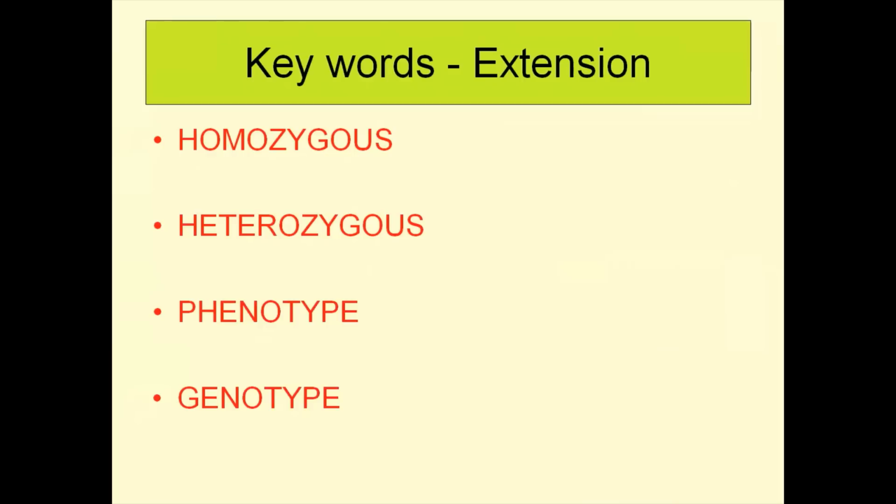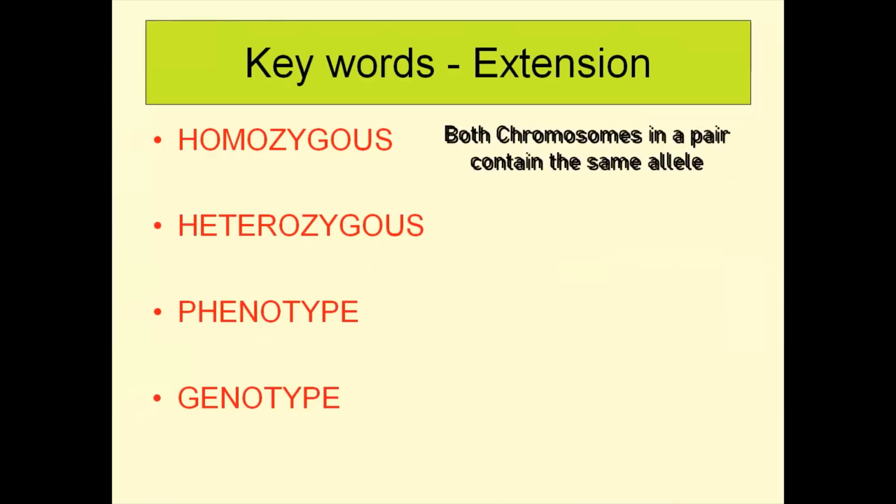Focus on these important keywords. Homozygous is when both chromosomes in a pair contain the same allele. For example, capital B, capital B, or lowercase b, lowercase b. Heterozygous is when two chromosomes contain different alleles. For example, capital B, lowercase b.